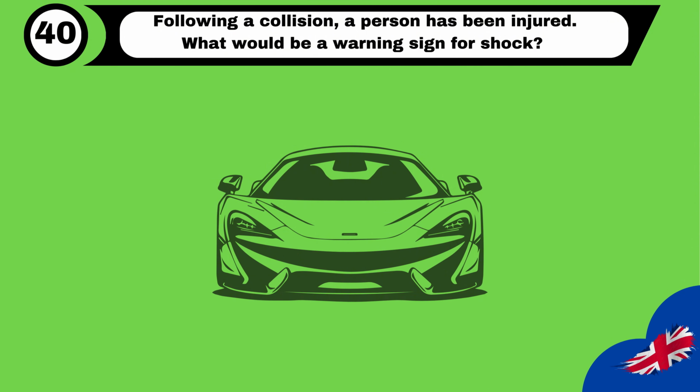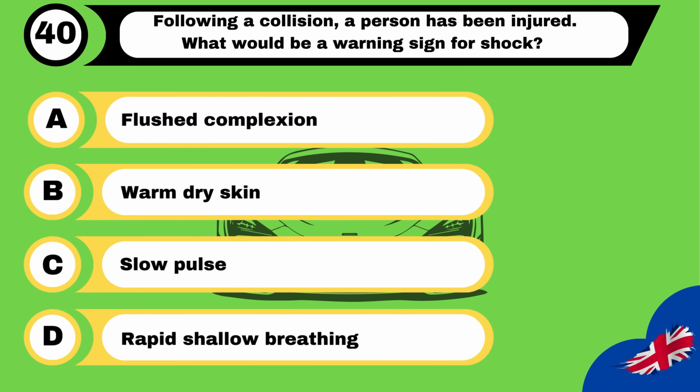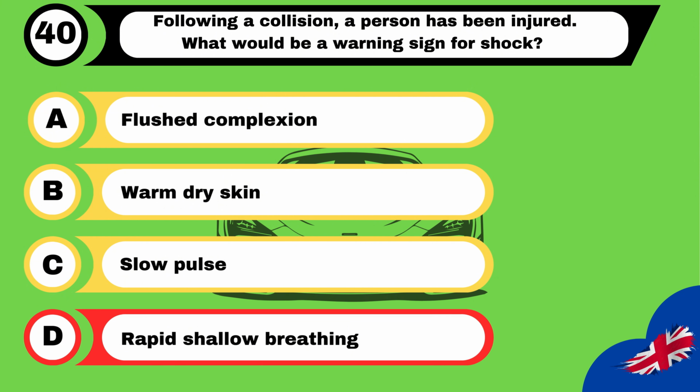Question 40. Following a collision, a person has been injured. What would be a warning sign for shock? A. Flushed complexion. B. Warm, dry skin. C. Slow pulse. D. Rapid, shallow breathing. The answer is D. Rapid, shallow breathing.